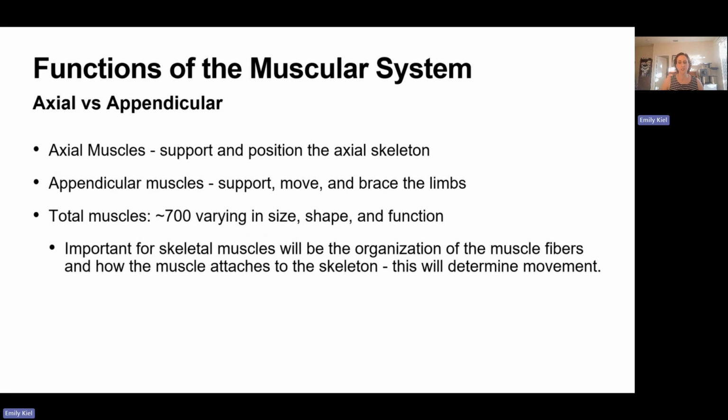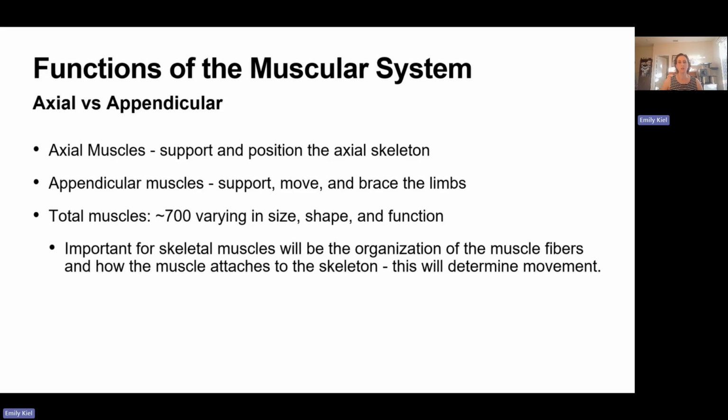We love our functions in AP1, functions of the muscular system. We've got axial and appendicular, and you'll want to know what falls into which category. Our axial muscles support and position the axial skeleton, while our appendicular muscles support, move, and brace the limbs. And we've got about 700 of them, which vary in size, shape, and function.